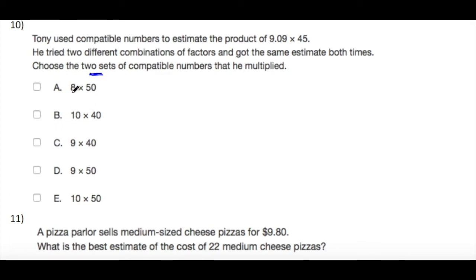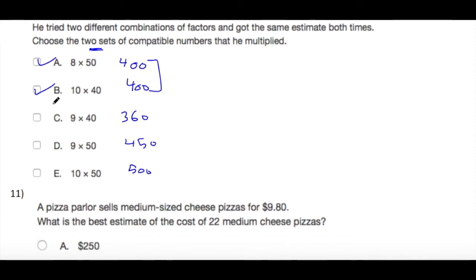If you notice, you will find here 8 times 50 equals what? Yes, equals 400. And here 10 times 40 equals 400. Here 9 times 40, it will be 360, and 9 times 50, it will be 450, and 10 times 50, it will be 500. So if you notice here, 400 and 400, so the answer will be A and B. Move to the next one.